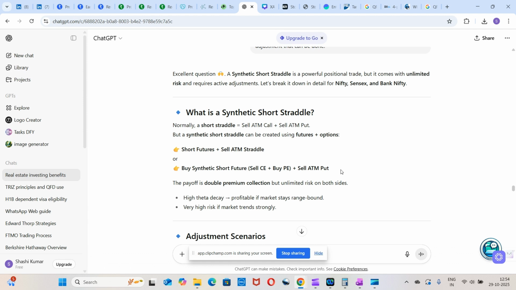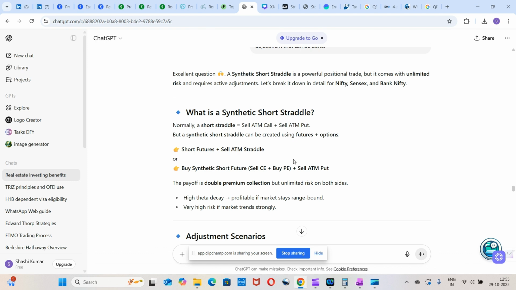So in a synthetic short straddle, you'll short the futures. So basically, you're in the futures. You can either long or short the futures. So you'll short the futures, and at the same time you'll sell an ATM straddle. The ATM straddle you're doing in the options market. So that's what a synthetic short straddle is. You're shorting the futures, which is a futures position, and then you're taking a straddle position in the options market.